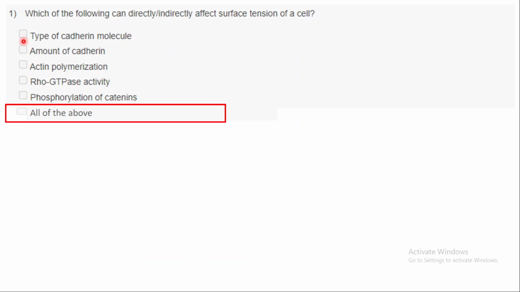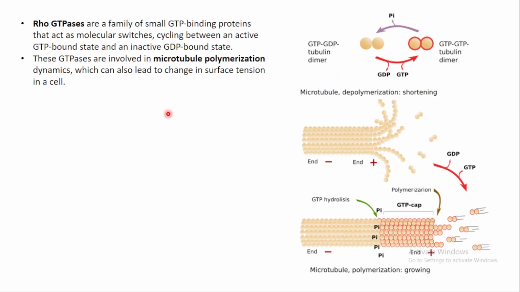We saw that the type of cadherin molecule will play a role, because of the same type of homotypic interactions that we studied about. If there is more amount of cadherin, then we can have more homotypic interactions and more adhesiveness, more adherence junctions. Actin polymerization we just saw. Rho GTPase plays a role in actin polymerization and also microtubule dynamics, and phosphorylation of catenins. So here is the third player, Rho GTPase, which I was talking about.